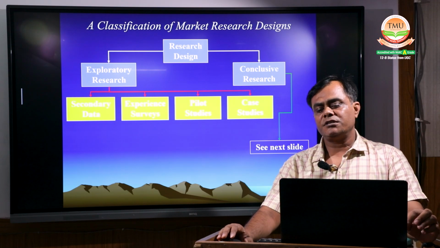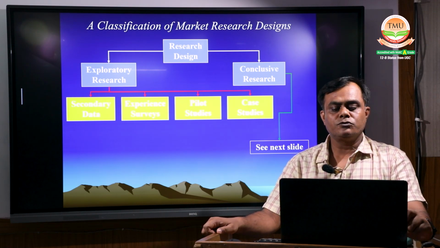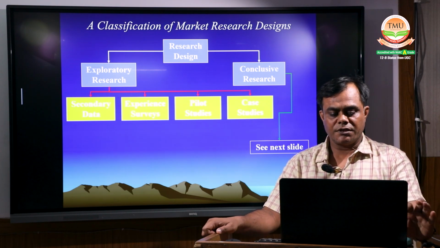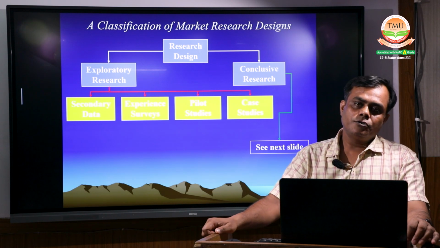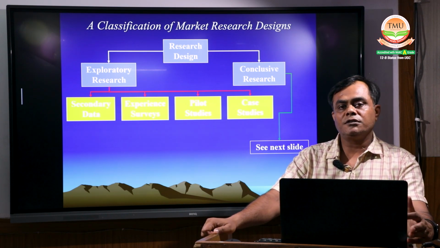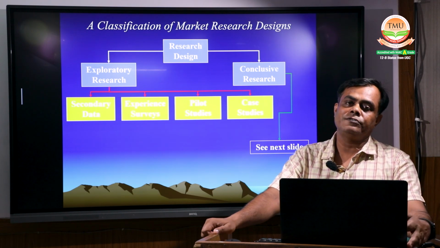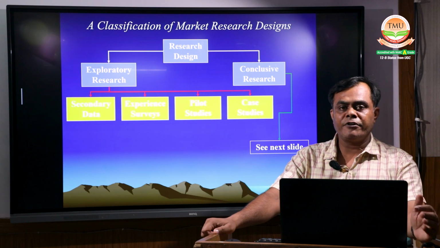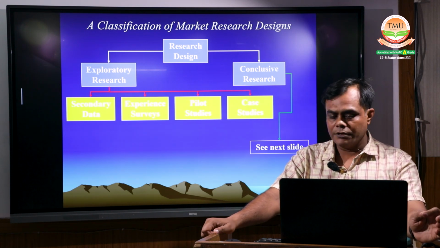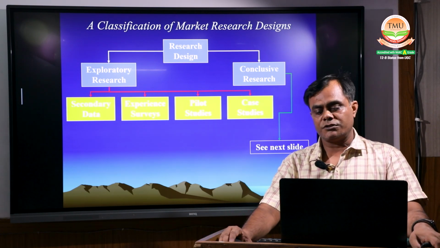So after formulation and definition of the research problem, the next step is to choose an appropriate research design. Every research study is unique in itself. So we cannot say that one design is usable for all other research. Whatever the design is, even if it is very excellent, every research needs a different design. But there are certain things common in these studies.